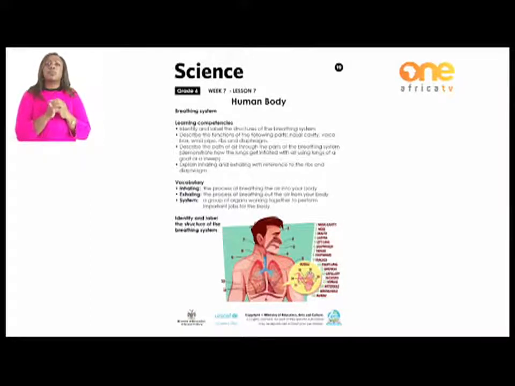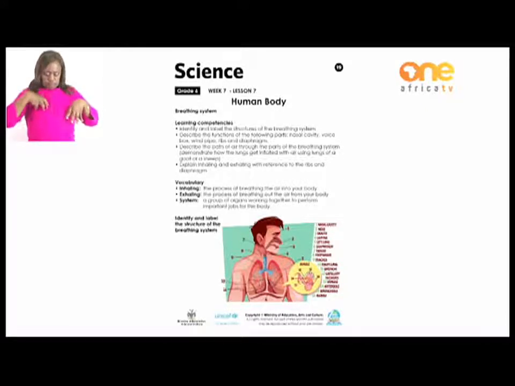Number 4, larynx, and that one, we can also not see it, but it's between the windpipe and the nasal cavity, just a spot in there which is close to your voice box. And then number 5, we have the lungs. One has to be on the left and the other one has to be on the right. Number 5 is actually the lung on your left hand side.